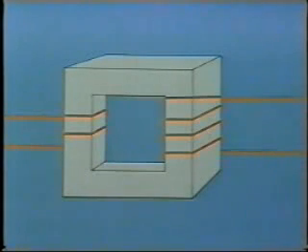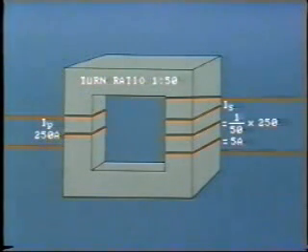Instrument transformers conform to the normal relationships between primary and secondary windings. For example, let's say the turn ratio on this current transformer is 1 to 50. If the primary current is 250 amps, what is the value of secondary current? This is equal to the turn ratio, 1 over 50, times the primary current. That is, 250 divided by 50 equals 5 amps.